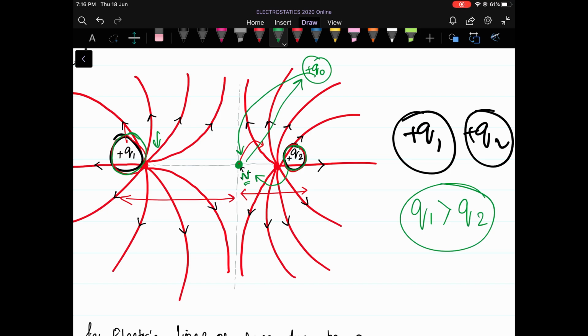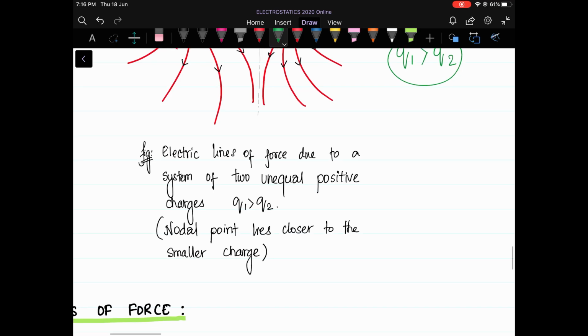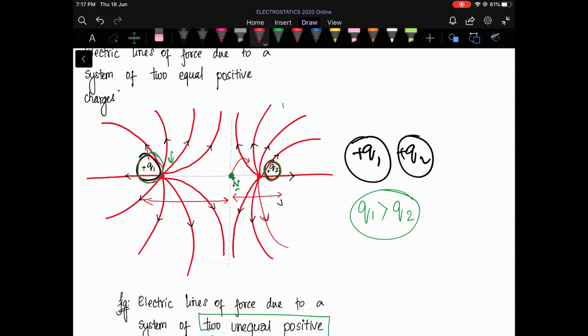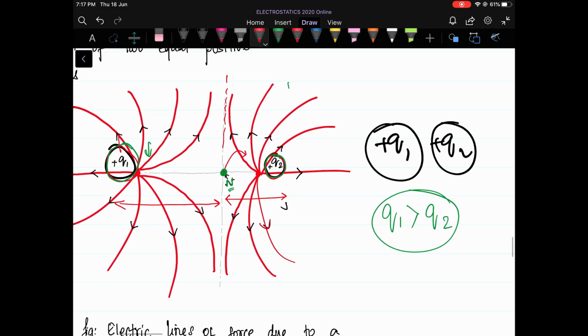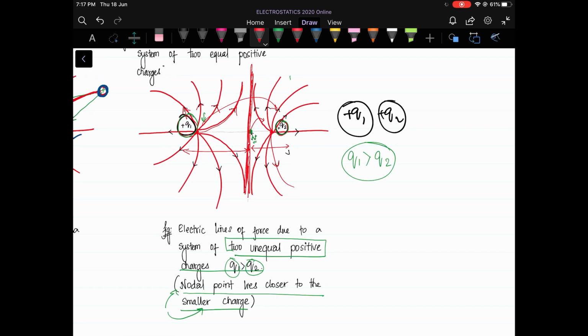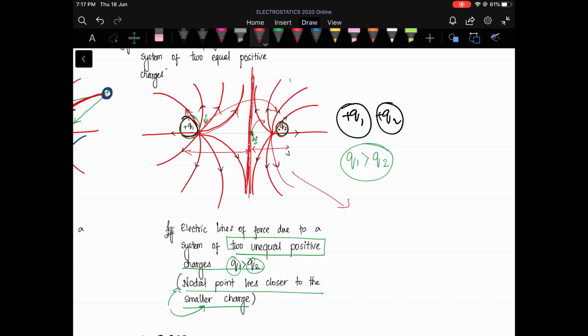So the important thing is that if we have a system of two unequal positive charges or negative charges such that one of the charges is bigger than the other, then there will be a nodal point where the total force on the positive test charge will be 0, and that nodal point is found to be closer to your smaller charge. So once we have that nodal point, you can see again we have drawn this line here, and all these electric field lines which are curving away from the positive charge and even from the other positive charge, they should not cross this line here. And you can guess how it should look for your two unequal negative point charges.